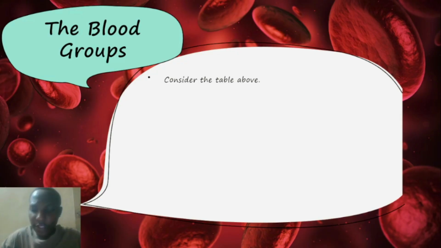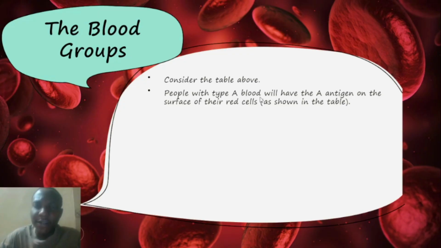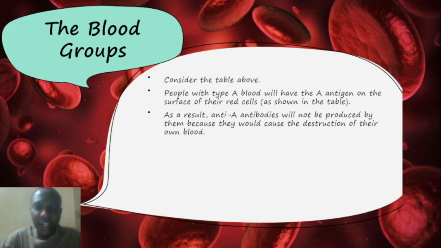Considering the table we've seen, people with blood group A will have the A antigen on the surface of their red blood cells. As a result, anti-A antibodies will not be produced by them, because they would cause the destruction of their own blood. You can look at the table and see clearly what these antibodies and antigens mean.